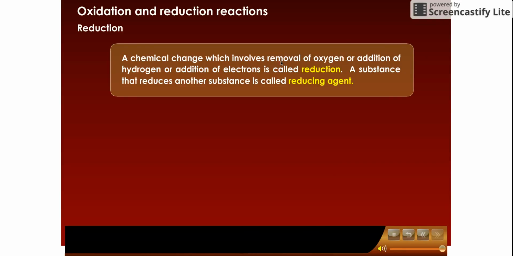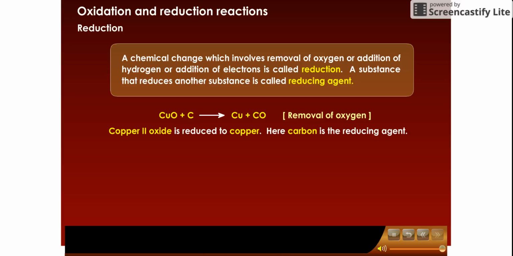Reduction: a chemical change which involves removal of oxygen or addition of hydrogen or addition of electrons is called reduction. A substance that reduces another substance is called a reducing agent. Examples: CuO, copper oxide, plus C, carbon, gives Cu, copper, plus CO, carbon monoxide, by removal of oxygen. Copper(II) oxide is reduced to copper. Here, carbon is the reducing agent.